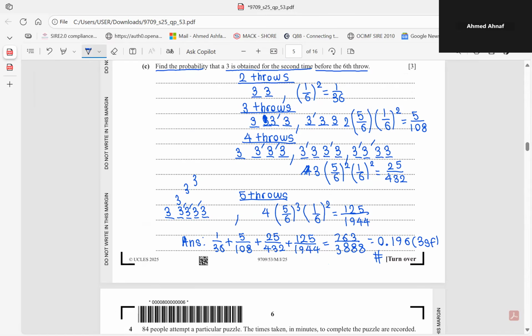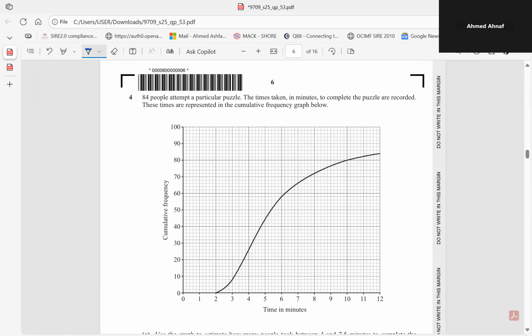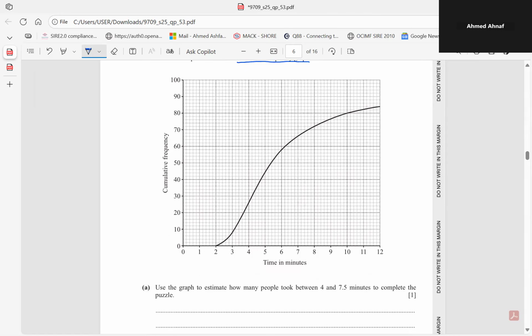For this final part, let's head on to the next question. Okay, so in this question, we're told that 84 people attempt a particular puzzle. Times taken in minutes to complete the puzzle are recorded. These times are represented in the cumulative frequency graph below. Okay, so here we have our cumulative frequency graph.